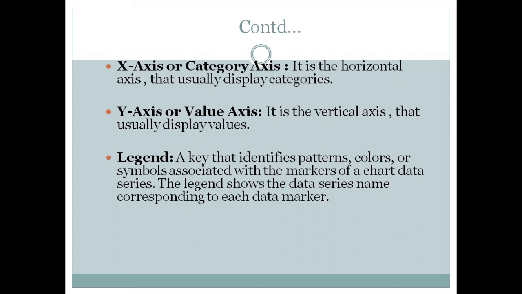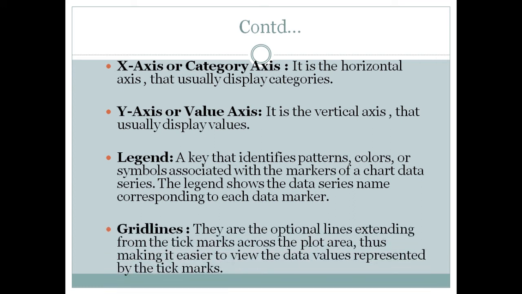Legend is a key that identifies patterns, colors or symbols associated with the markers of chart data. The legend shows the data series name corresponding to each data marker. When the x-axis points intersect the y-axis, a legend is created and then the chart is formed inside the chart plot area. And the last component of a chart is grid lines.